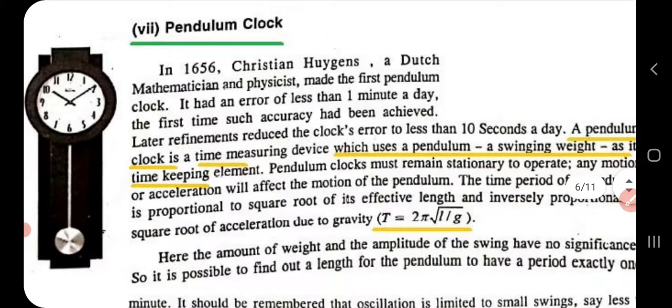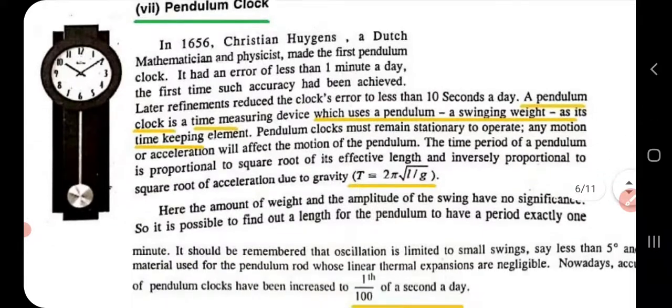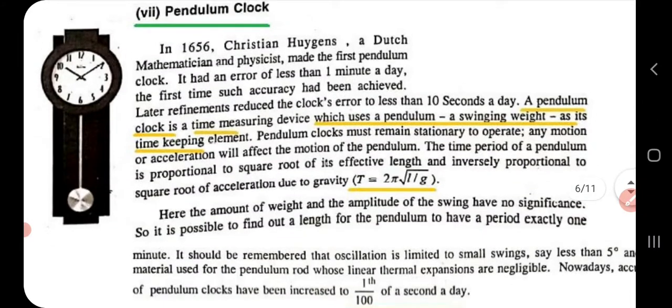Next is the pendulum clock. This I think you are all familiar with, so we will just read the paragraph. That is enough. It was a Dutch mathematician called Christian Huygens who made the first pendulum clock, and at that time it had an error of less than 1 minute a day. After that, this error of 1 minute a day was reduced to 10 seconds a day.